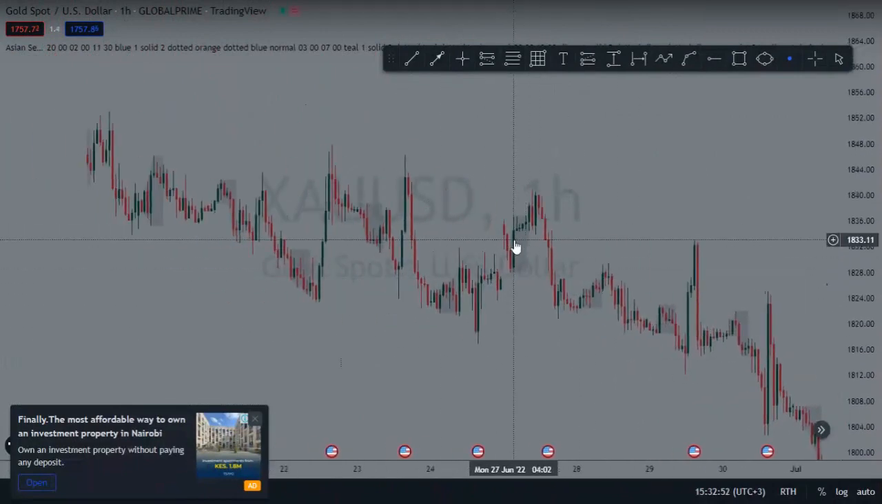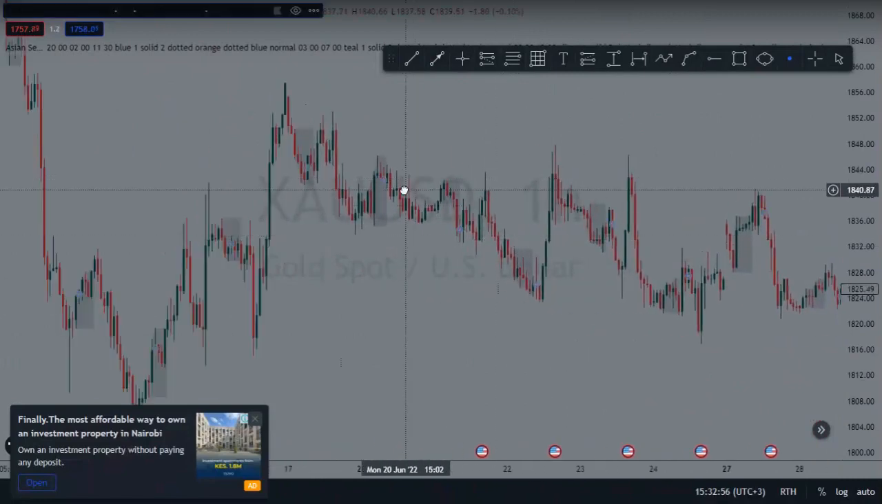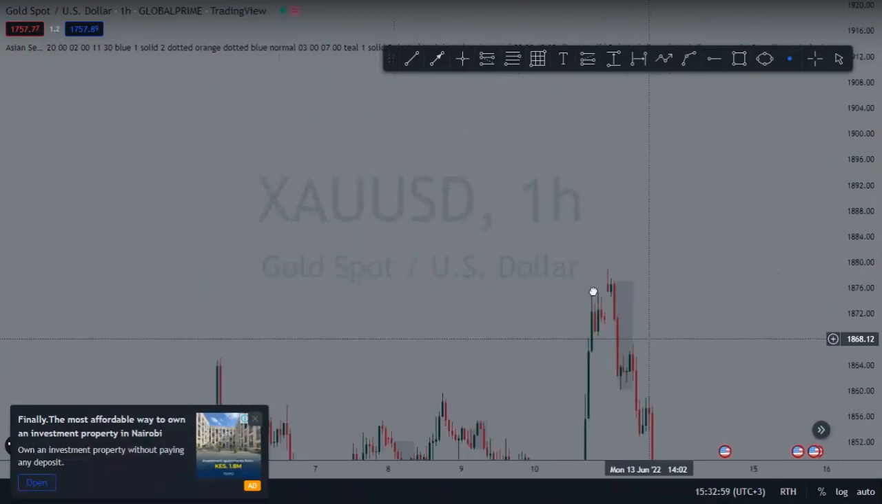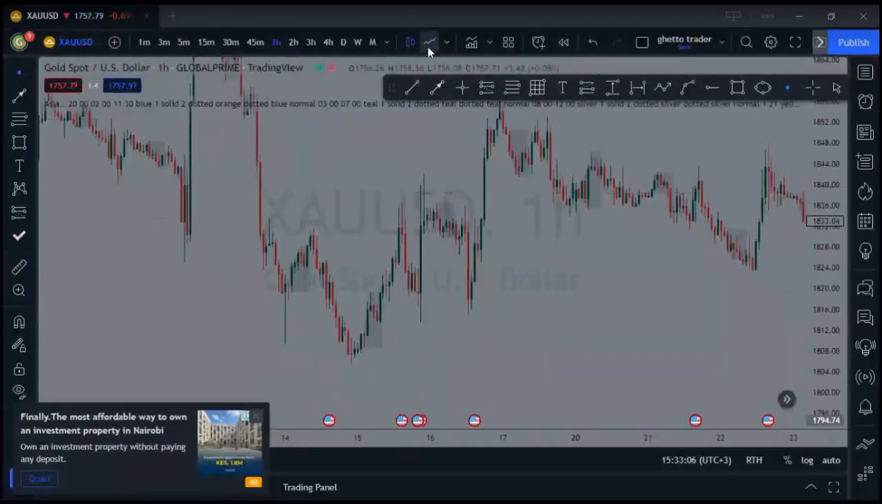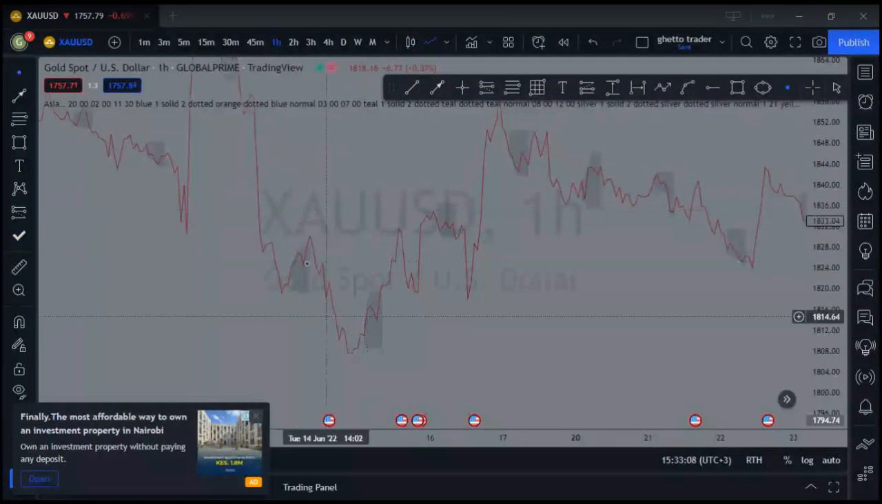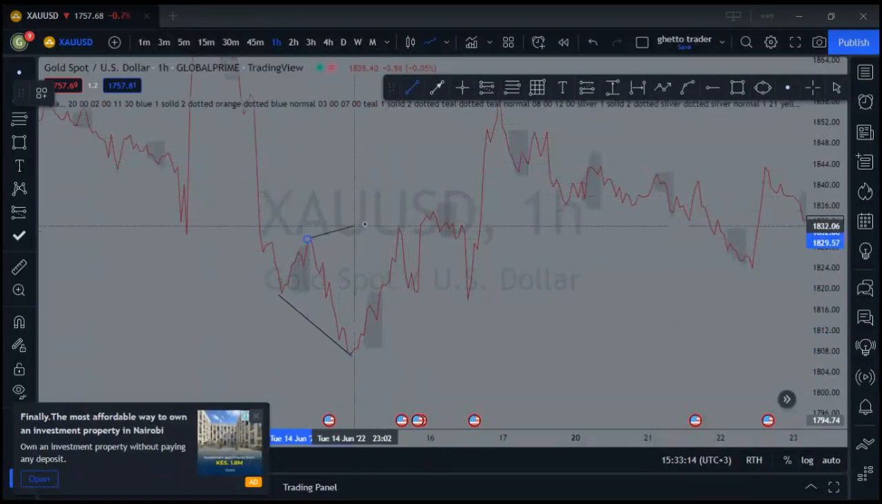Let us look for another setup. Can we find it here? Nope. But I see a buy setup from here. If you think it's hard, you can change into the line graph. You will see it very well. As you can see here, there is the over, the under, sorry, and the over.